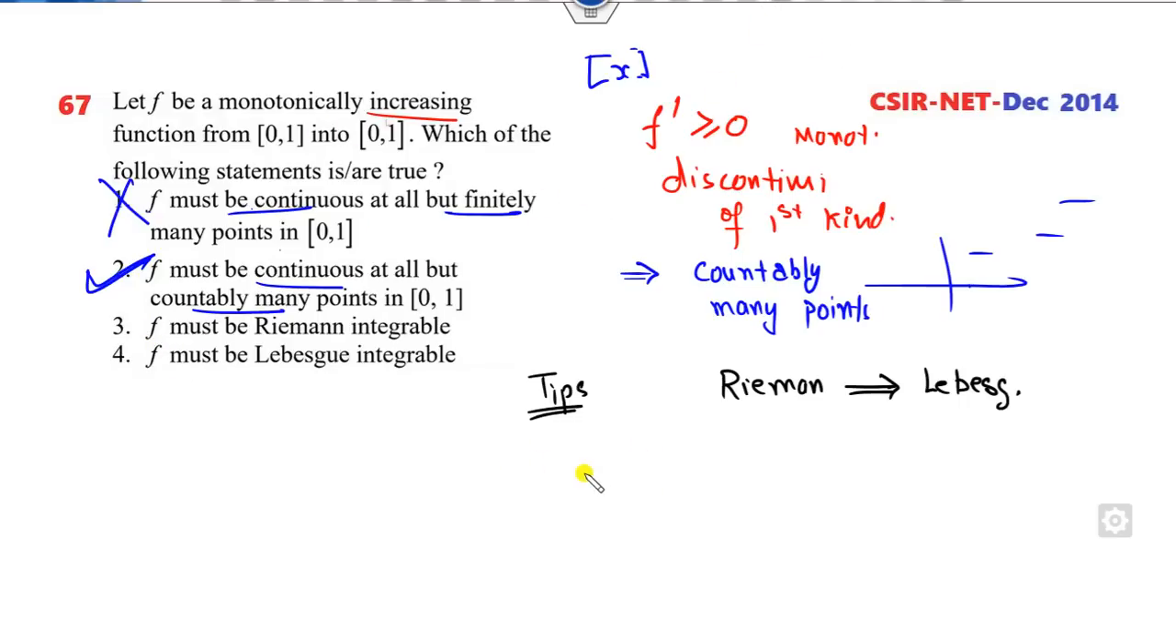Now what is another remark for you? Every monotonic function, whether it's increasing or decreasing, implies Riemann integrability. Every monotonic function is a Riemann integrable function, so this option is correct. Every Riemann integrable function is Lebesgue integrable, so this is also a correct option. So B, C and D are my correct options for this example.